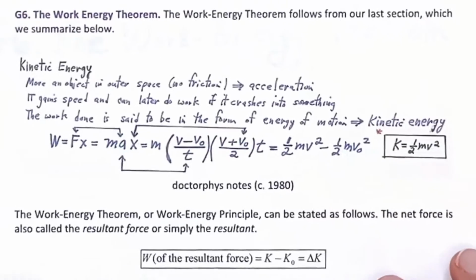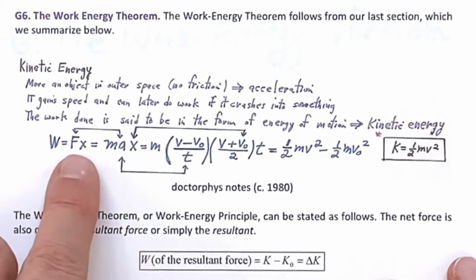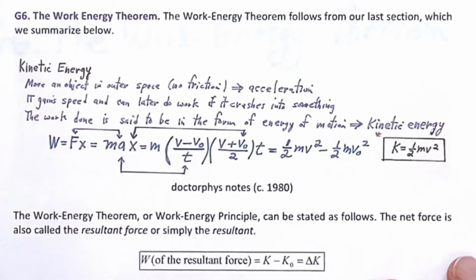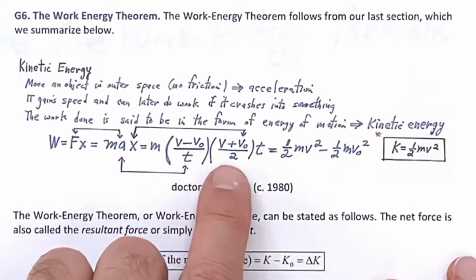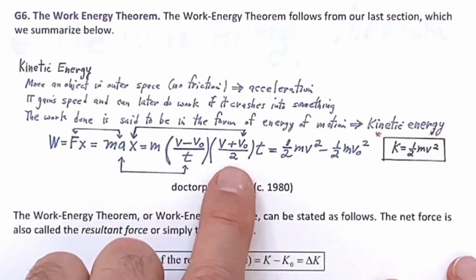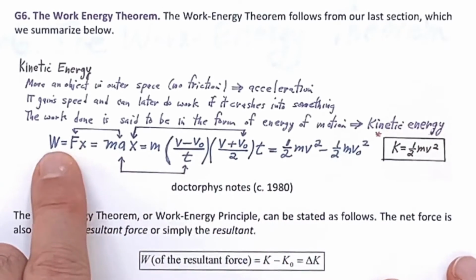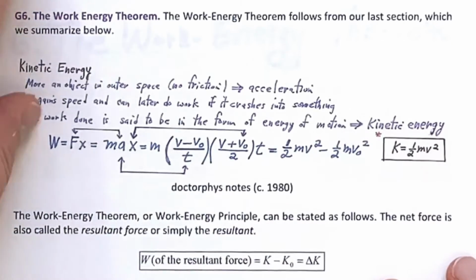So here's just a quick little summary of what we did in the other section, where we had the force times the distance, and since it's a constant force, constant acceleration, we used two kinematic formulas from an earlier chapter and obtained the result that the work done is equal to the change in the kinetic energy. And that is the work-energy theorem.